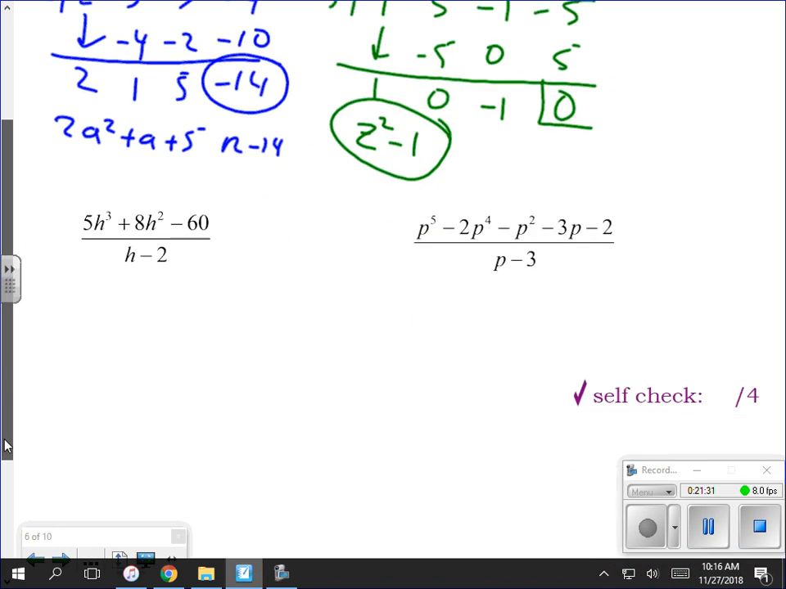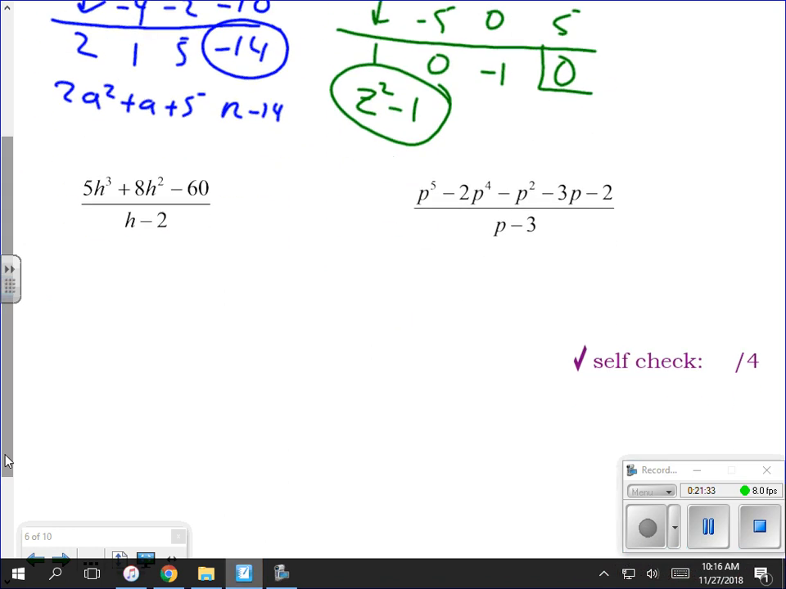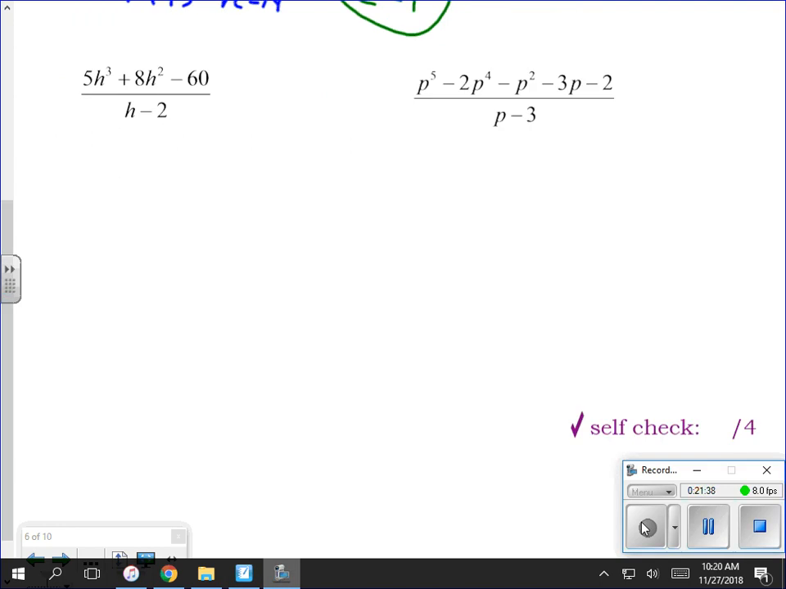If you have not already done so, finish those other two. Okay, so let's set this one up. First one, I have h minus 2, so I'm using positive 2. And then I have a 5, 8, 0, minus 60. Don't forget the 0 because I don't have any h's. I have h cubed, h squared, 0 h's, minus 60.